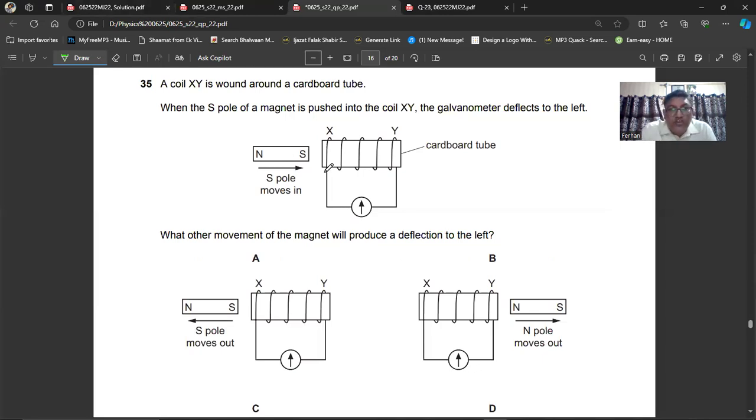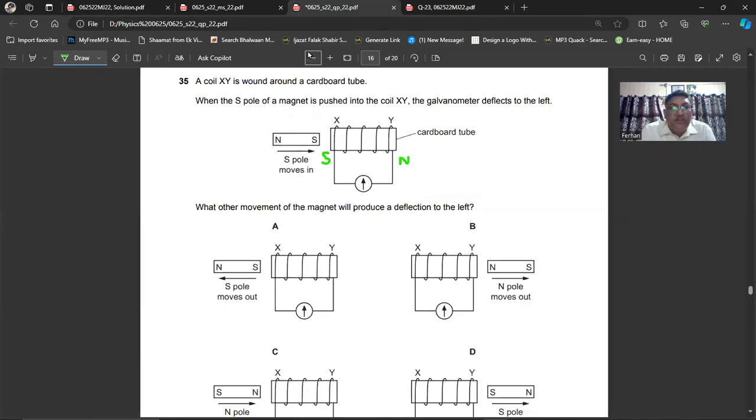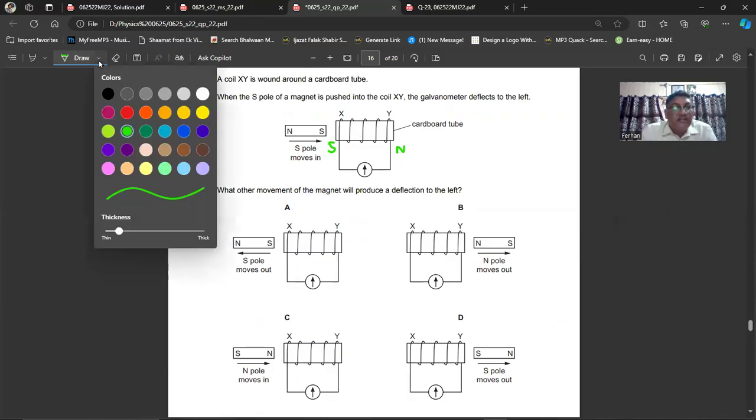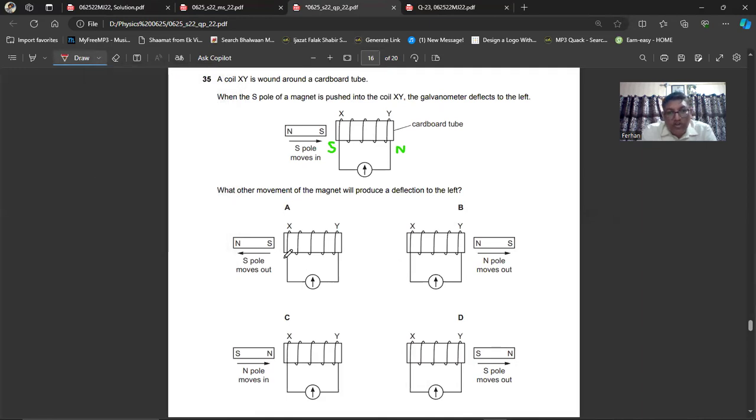So you see this south pole is approaching. So to stop this approaching south pole, here a south pole will be, and here you will have automatically north. Now we will look at these four situations and decide in which you will have the same poles on this coil. Here the south pole is going away, so automatically, to stop this south pole going away, here you will have the north and here you will have the south.